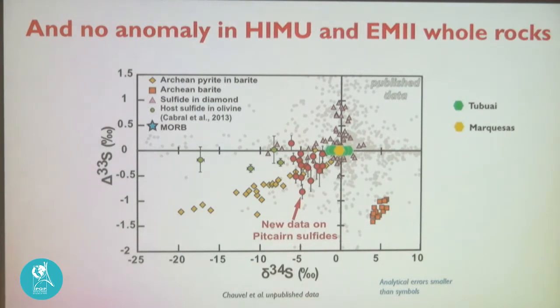More data, because Cabral et al. published these green dots here, demonstrating there was some negative anomaly as well in a high mu type of island. And so I measured some high mu island here, the green dots, no anomaly, zero anomaly. And I measured a couple of samples from the EM2 type, the yellow dot here, no anomaly. So right now, we are in a situation where there is no anomaly to be seen when we measure bulk samples, when there have been anomalies seen in in situ analysis of small grains.